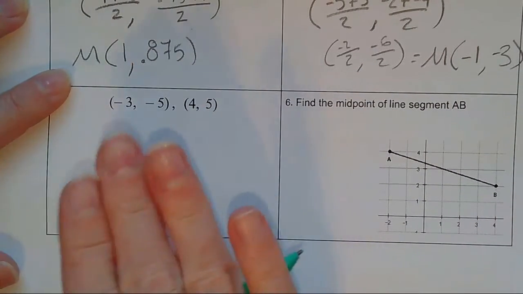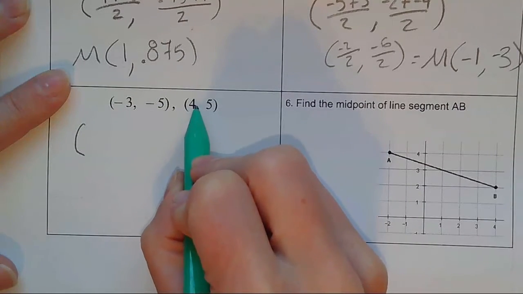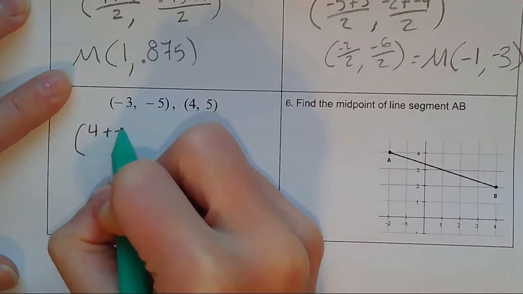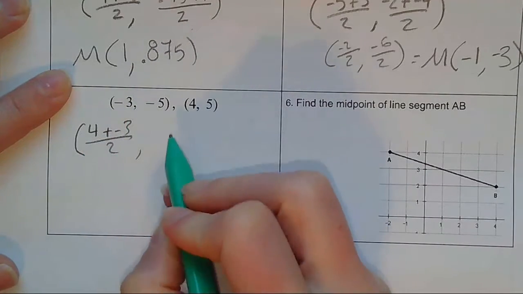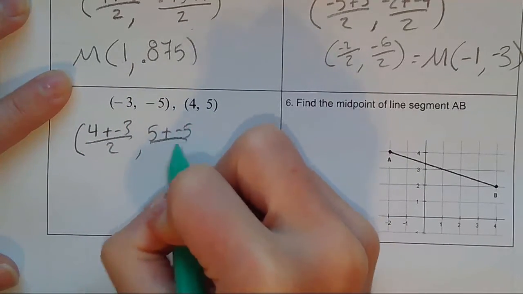Okay, I'm going to go ahead and do this guy backwards just so you can see it doesn't make a difference at all which order you add in. So I'm going to call this guy x1 and x2. So I'm going to say 4 plus -3 divide by 2, 5 plus -5 divide by 2.